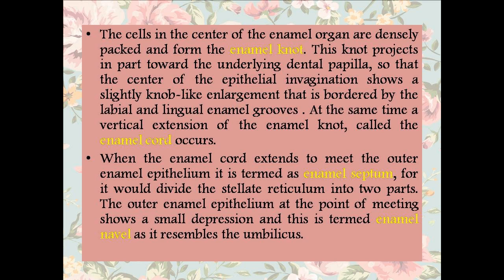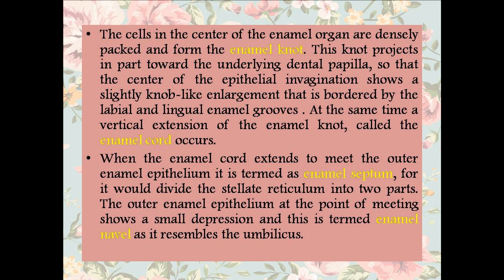When the enamel cord extends to meet the outer enamel epithelium, this is called the enamel septum. Septum is nothing but a separation. So it is called a septum because it would divide the stellate reticulum into 2 parts, because it travels from the inner enamel epithelium towards the outer enamel epithelium through the stellate reticulum. It has to pass through the stellate reticulum. So it divides the stellate reticulum into 2 parts, forming a septa. Hence it is called the enamel septum. Now, the outer enamel epithelium at the point of meeting shows a small depression which resembles a navel, that is your umbilicus. Hence, it is called the enamel navel as it represents the umbilicus.